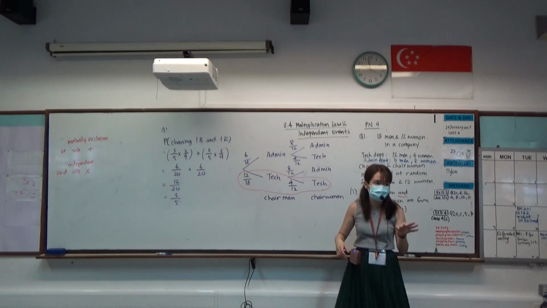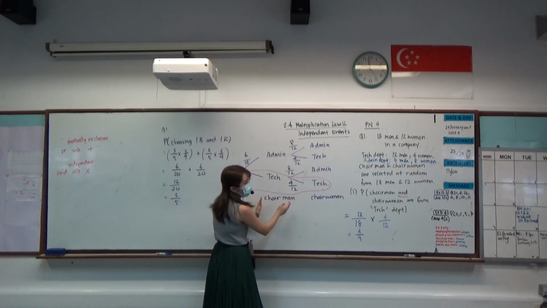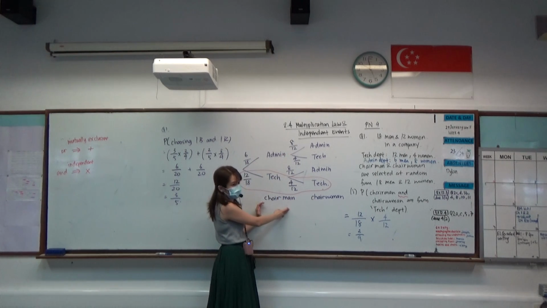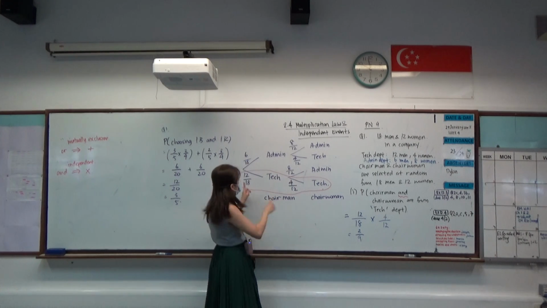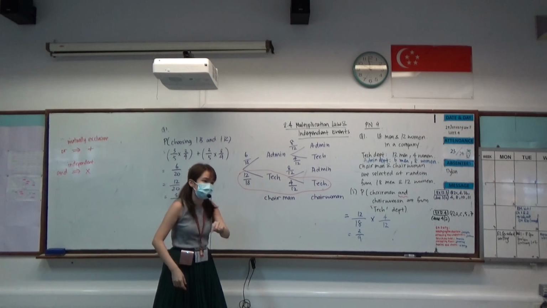Company got 30 people. Why is it 18 over here? Because in this section, we're talking about selecting a man only. We're not talking about selecting from everybody else. If I do 30 over here, I'm going to start selecting a chairman from the group of women.